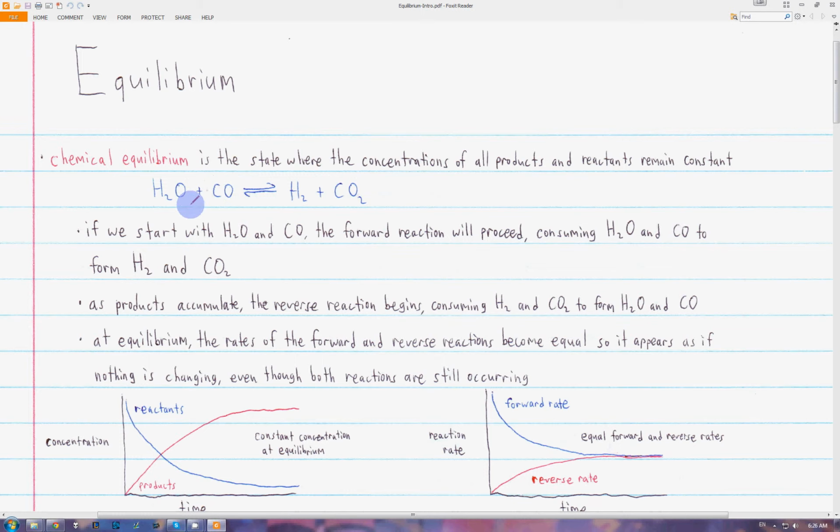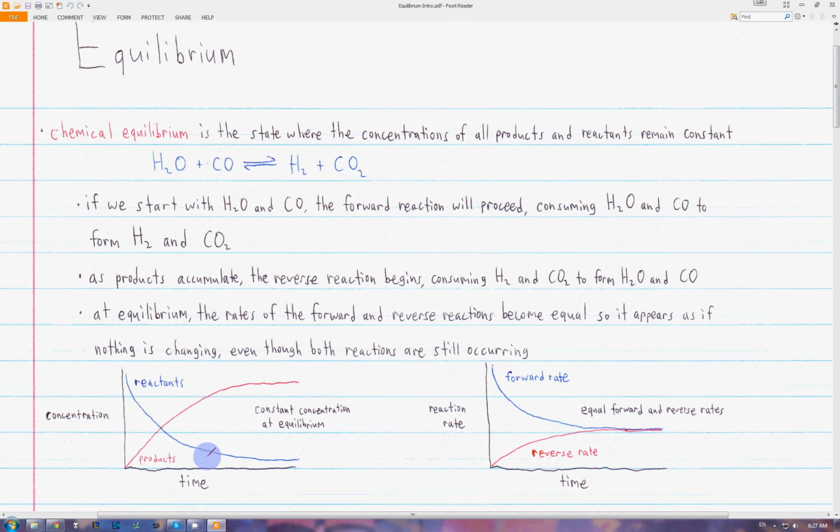At equilibrium, the rates of the forward and reverse reaction become the same. So H2 and CO2 are changing into H2O and CO at the same rate that H2O and CO are changing into H2 and CO2. So even though these reactions are still happening, since their rates are the same, it looks as if nothing is changing. And the concentrations of all of these species remain constant with time.